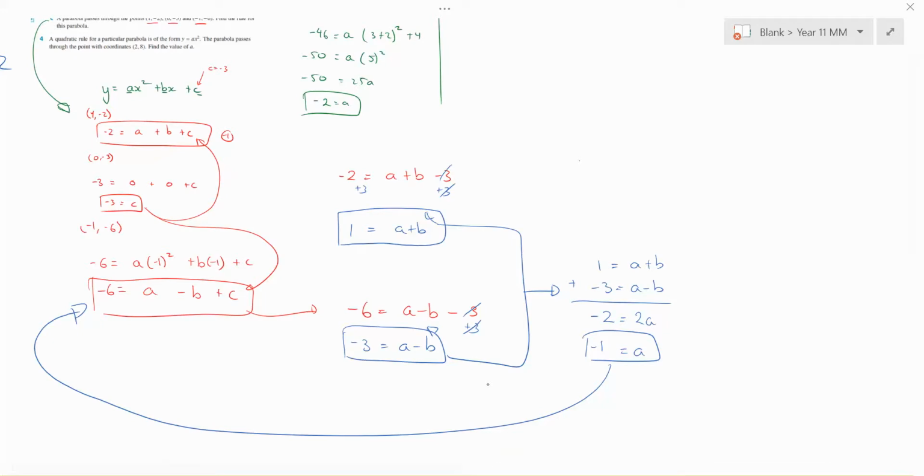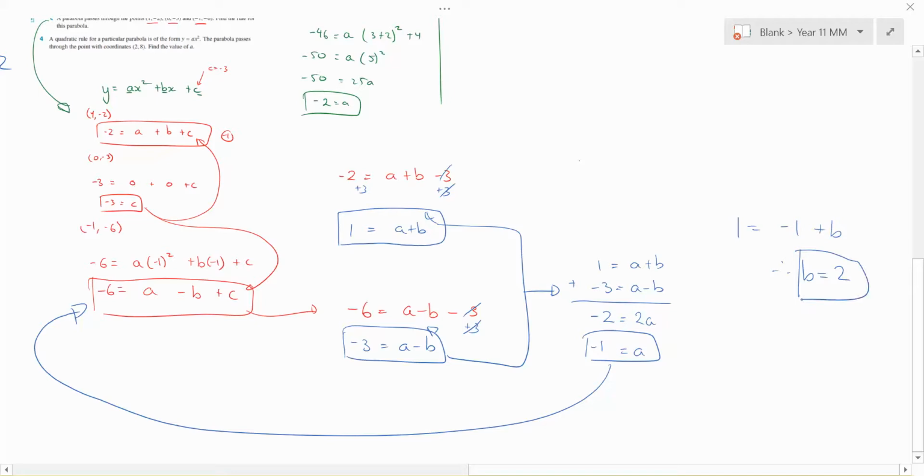And that gives me 1 minus 2, 2a, a equals -1. So if I sub it in, -1, b is still equal to 0. No, -1. Okay, so that means 1 equals -1 plus b. Therefore, b has to be 2.